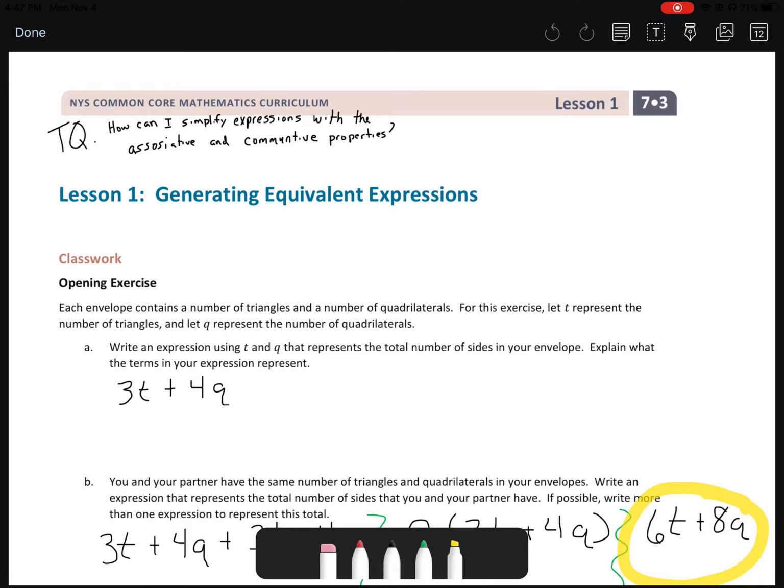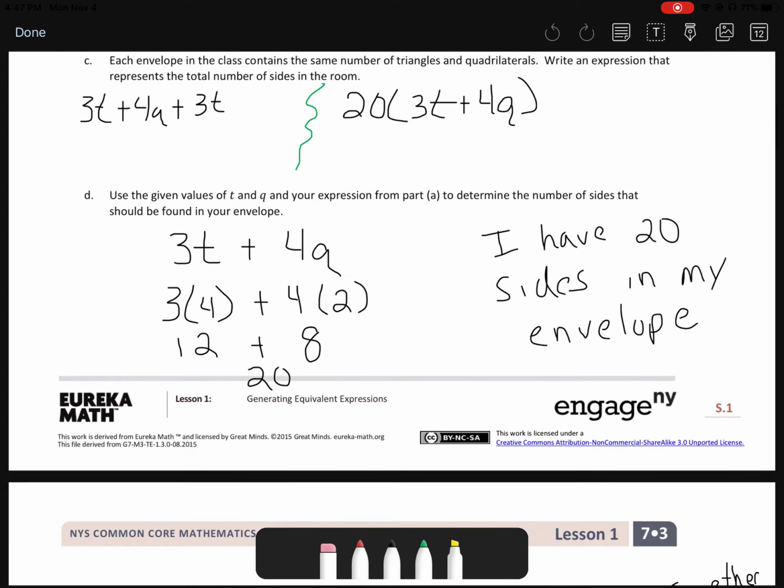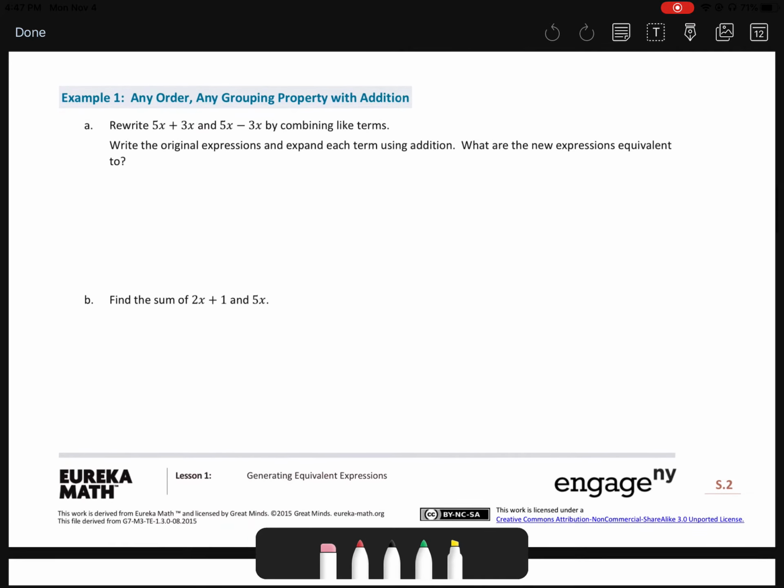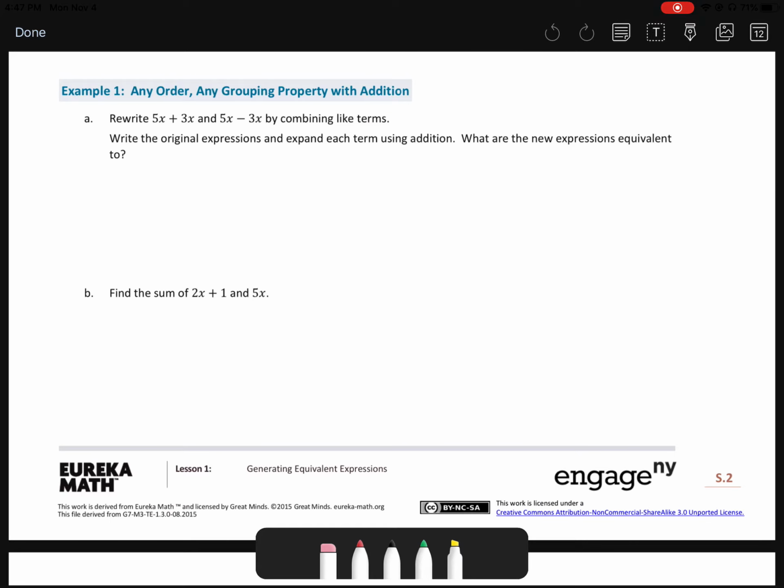All right, welcome back. So let's move on. We are now going to do example 1, any order, any grouping with addition. And it tells us to rewrite 5x plus 3x and 5x minus 3x by combining like terms. So rewrite the original expression and expand each term using addition.